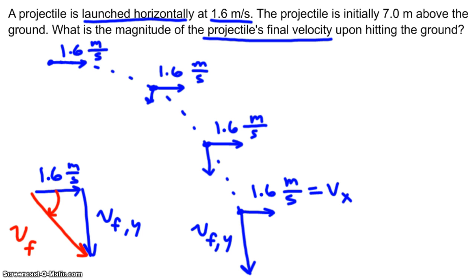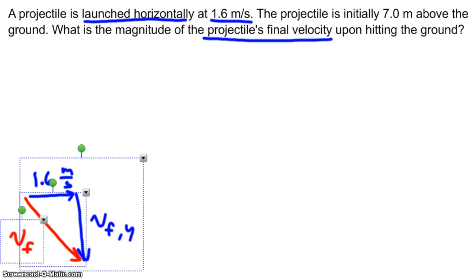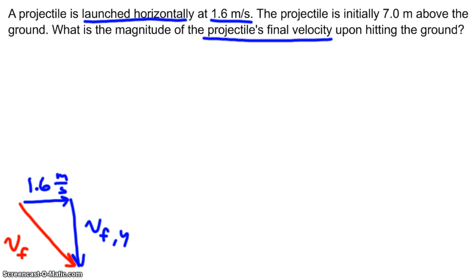We don't care about theta, because the problem has not asked for theta. This problem only asks for the magnitude of that final velocity. Okay. So we don't need theta, just the final 2D velocity. So I'm going to erase this, and I'm going to leave up that triangle so that we have our eyes on the prize. This is where we're headed. First, we're going to find v final y, so that we can find this.